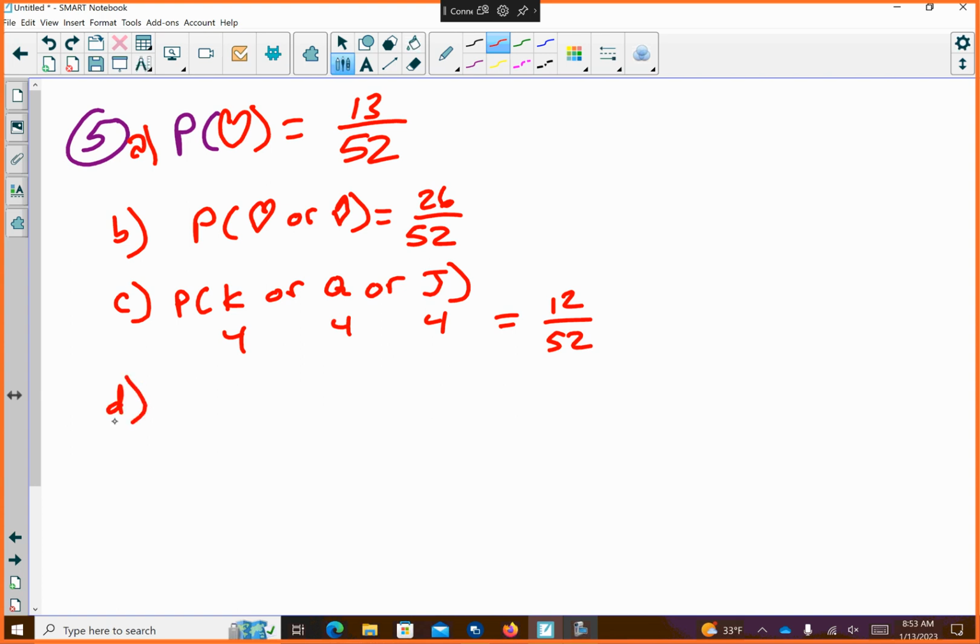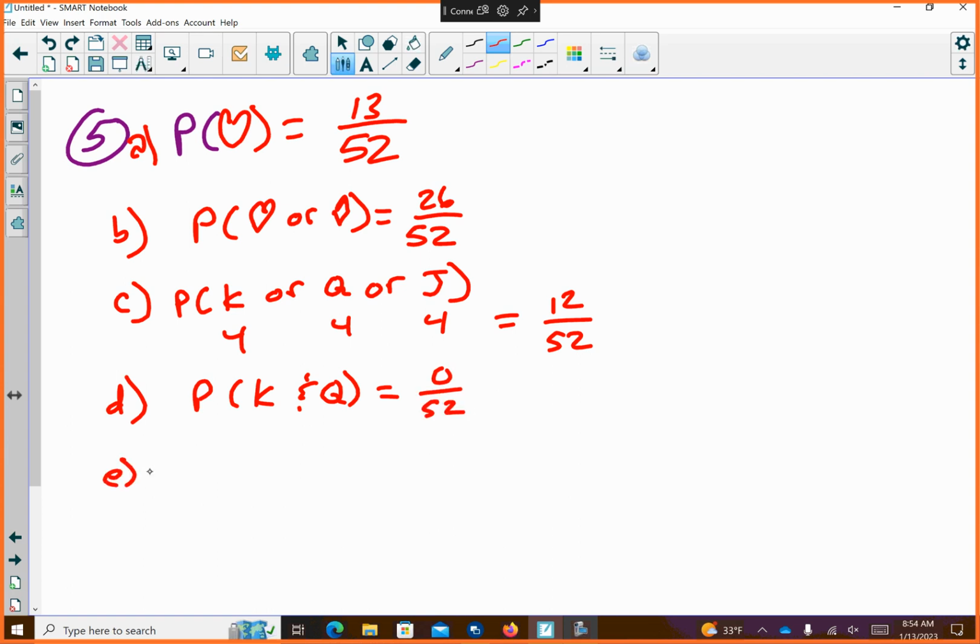Letter D, probability of getting a king and a queen. Again, we're only drawing one card. So is there a card that's both a king and a queen? No. So that's not going to happen.